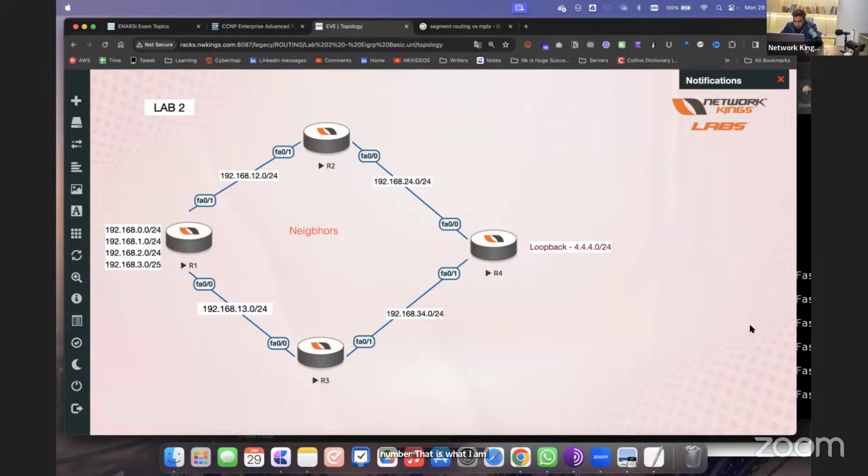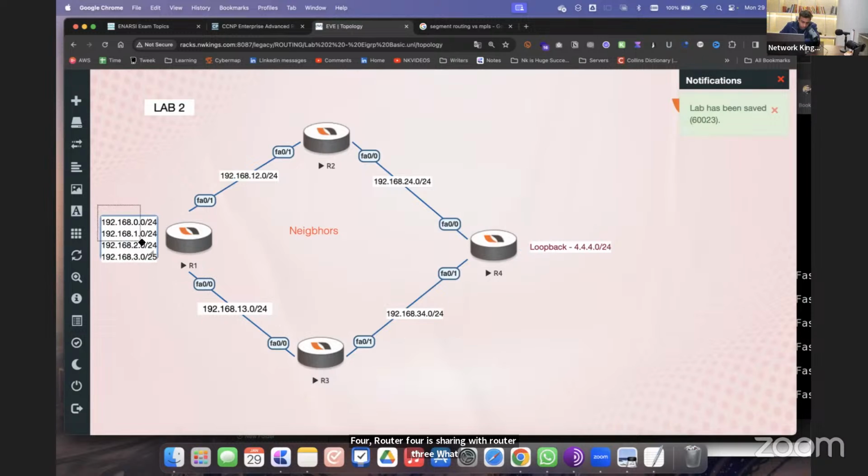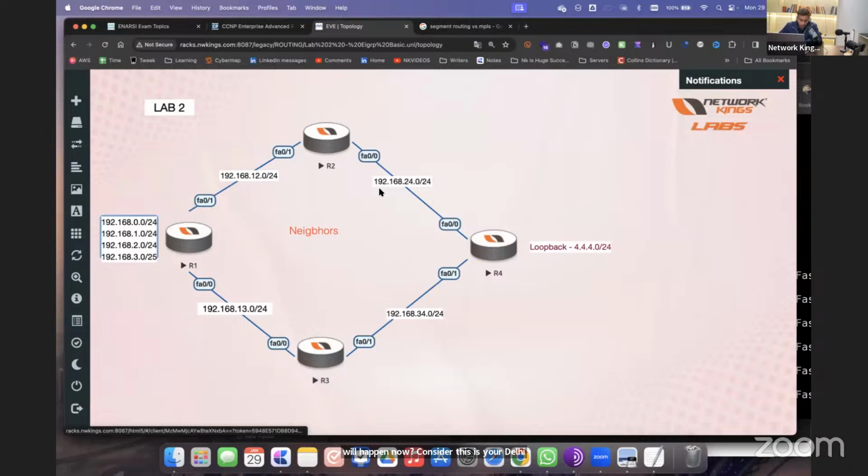Sir, give some real-time example of sharing information, I am a little unclear. Sharing information, I just showed it. Understand what I am trying to say, that we have this network that is going to router 2. Router 2 is sharing with router 4. Router 4 is sharing with router 3. What will happen? Now consider this is your Delhi office sales team. Okay. So now consider, if you want to take more examples, what we can do here.